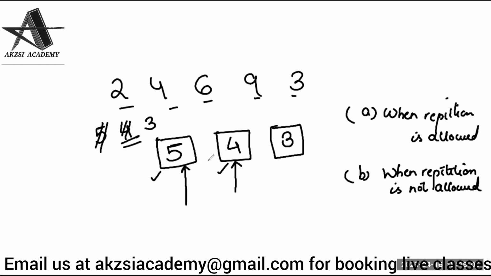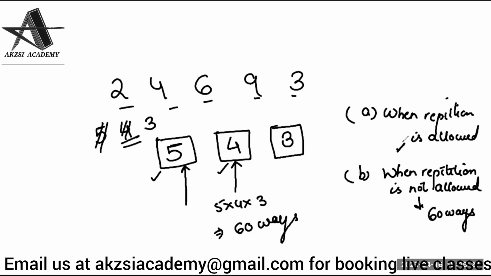Again, it's an and thing, so you have to multiply these numbers. 5 times 4 times 3 is 60 ways. So if repetition is not allowed, I can make a 3-digit number from these 5 numbers in 60 ways. And when repetition is allowed, it's 125 ways. This is the basic thing you have to keep in mind whenever you do this question. The question changes, but the concept remains the same.